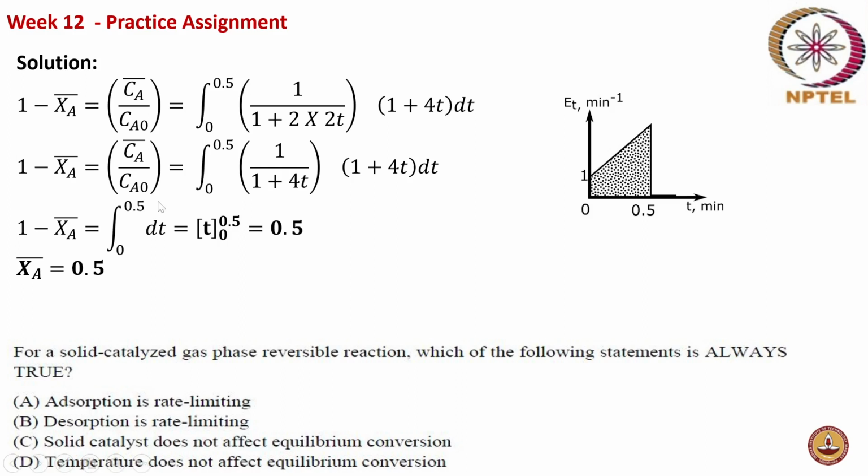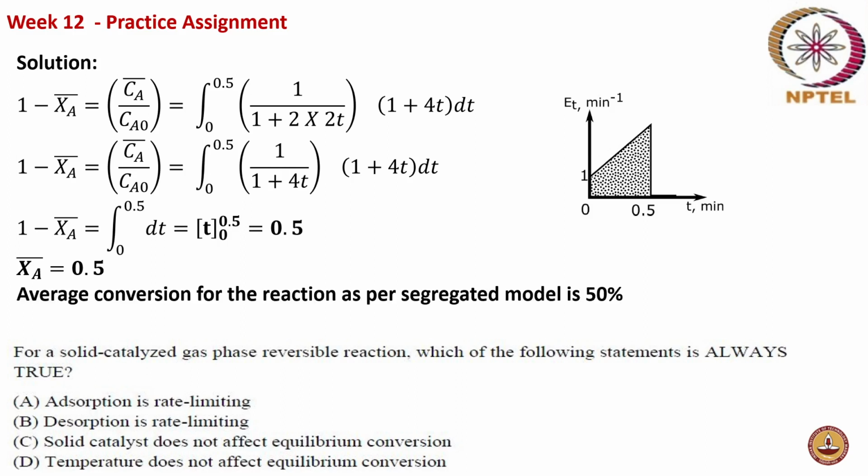So you cancel both. So you will end up with 1 minus xa bar is equal to integral 0 to 0.5 dt. Right? So integration of dt is nothing but t. And applying the limits of 0 to 0.5, you will get an expression for 1 minus xa bar is equal to 0.5. That means xa bar is 0.5. So this implies that the average conversion for this residence time distribution curve for this particular reaction is 50% based on the segregated model.